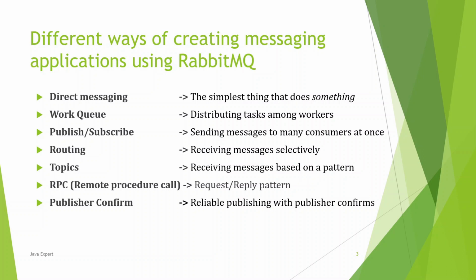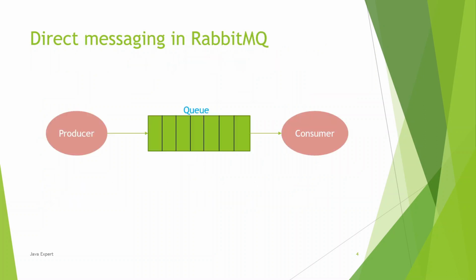Based on your use case and your business requirement, we can pick any one of these and implement it. In today's practical session, we are going to pick the first one, a very simple one, direct messaging. We are going to create one producer, one consumer, and a queue, and the producer will publish the message to the queue and the consumer will pick it up from there. It's going to be very simple.